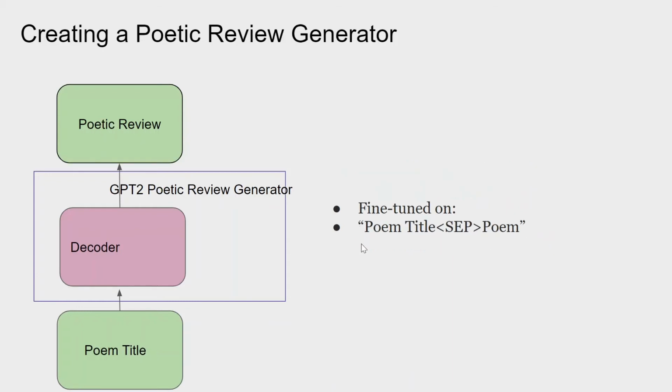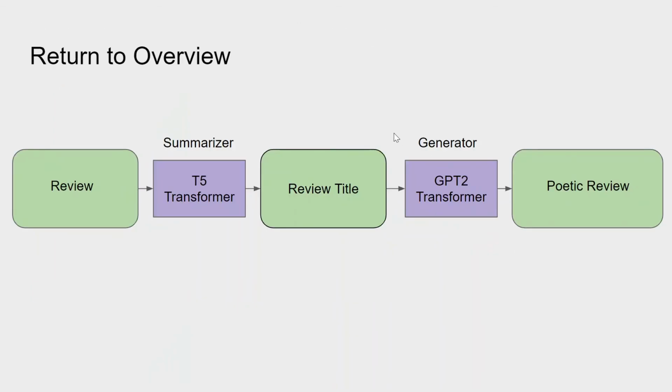Basically, once we have this review generator, we take it and we fine-tune it again, this time on poems. So we fine-tune it with the poem title, followed by a separator and the poem. And now what it learns is that when you have the poem title followed by a separator, the next most likely words are going to be a poem. All right, so that's how this works, and I'll pass it on to David to talk about our results.